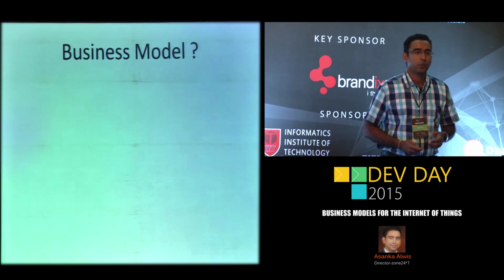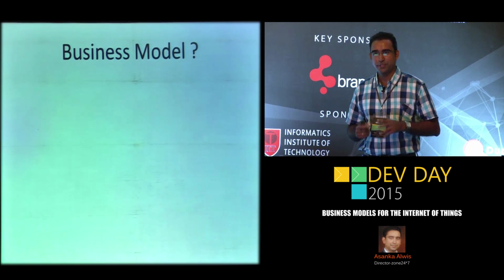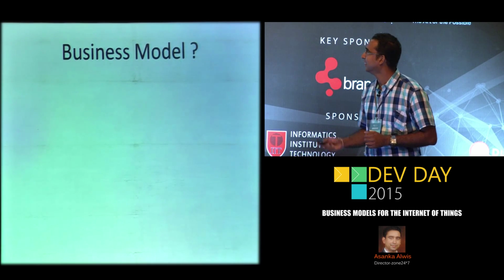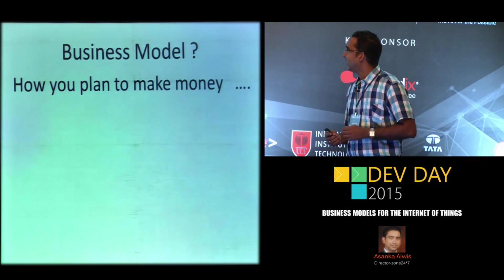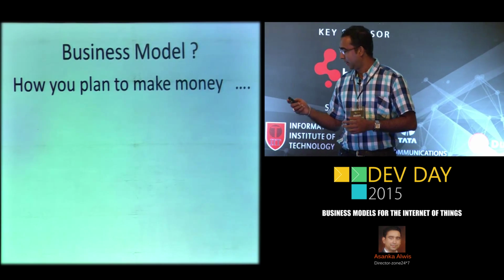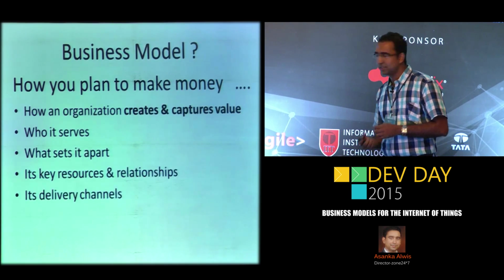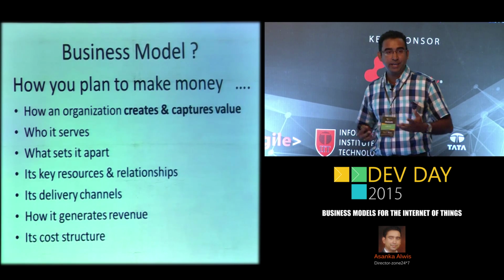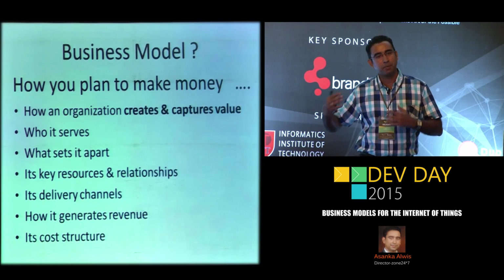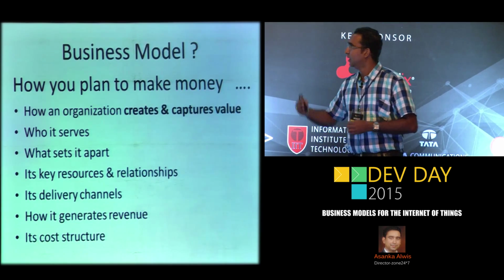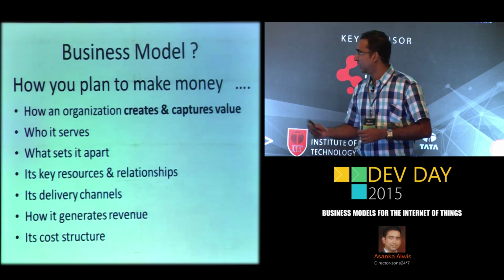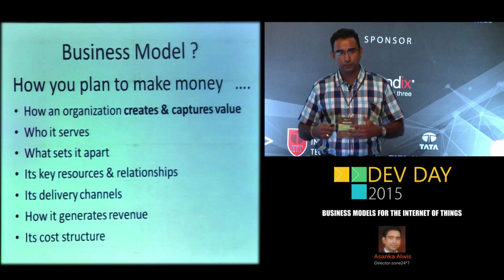So now let's look at what the business models are. First of all, what is a business model? It's simply how you plan to make money. Simple as that. And when doing it, there are a few things you have to consider, like how you create and capture value, because sometimes value will not only be money, but there will be other components to it as well. So who it serves, what sets it apart, key resources, delivery channels, how it generates revenue, and cost structure. There are a lot of parts to it.